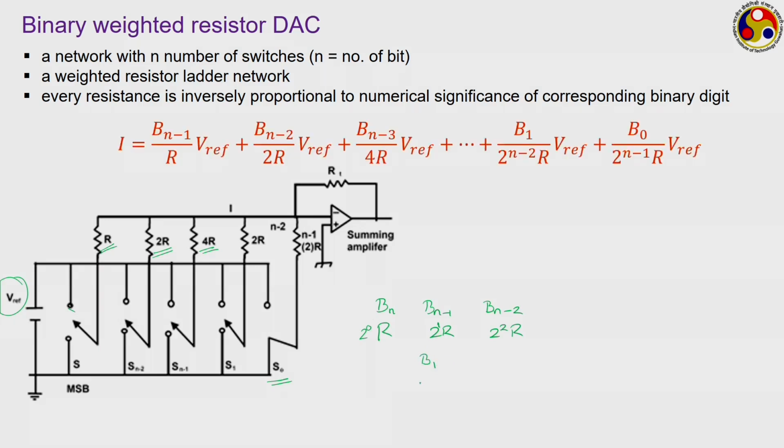It should be 2 to the power n minus 1 into R if we keep on following this pattern, because instead of writing this as 2 to the power 0, we can write this as 2 to the power n minus n.